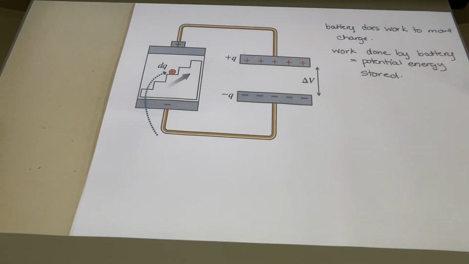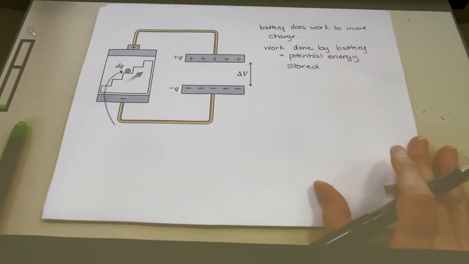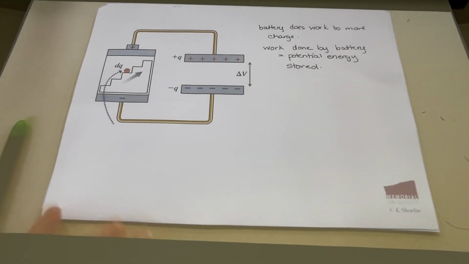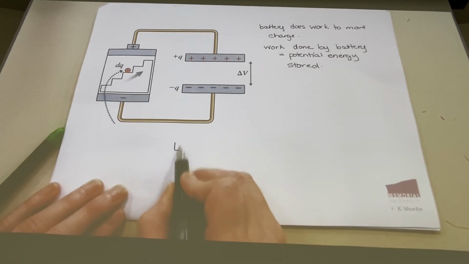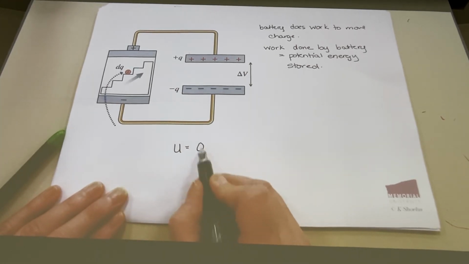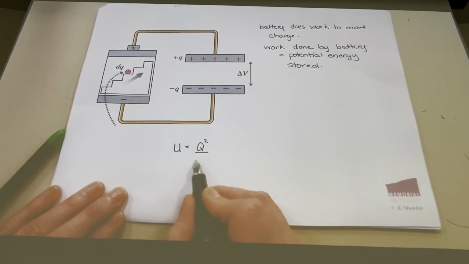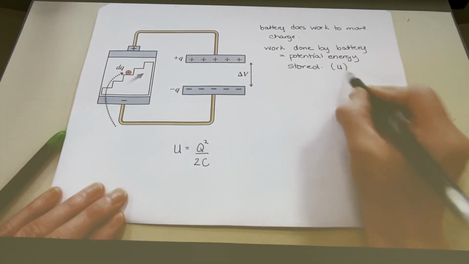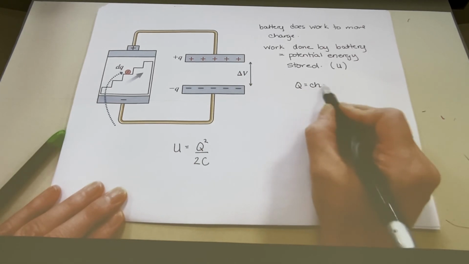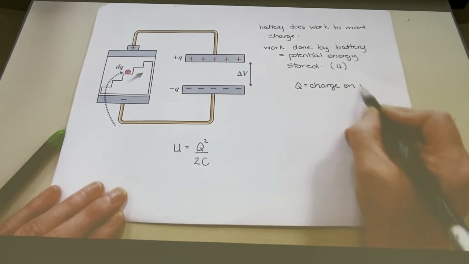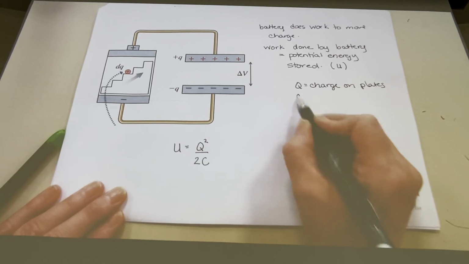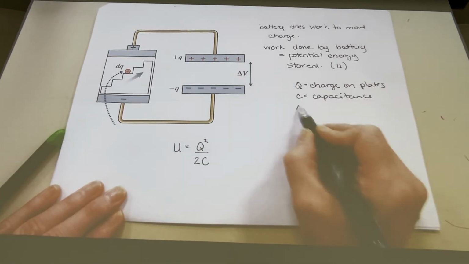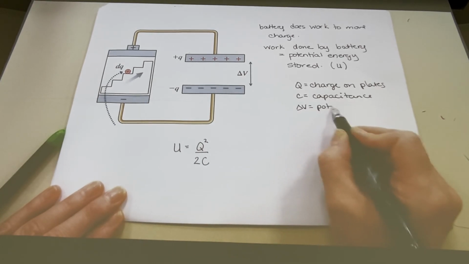If you're interested in that derivation, you can read through your book for it. That derivation is not really one of the outcomes of this class, so I'm going to go ahead and give you the equation. The total amount of energy stored is the net charge on the plate squared divided by twice the capacitance. So U is the energy stored, Q equals the charge on the plates, C equals the capacitance, and delta V equals potential across the plates.